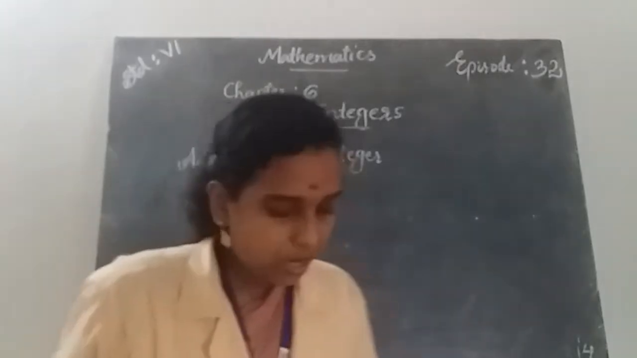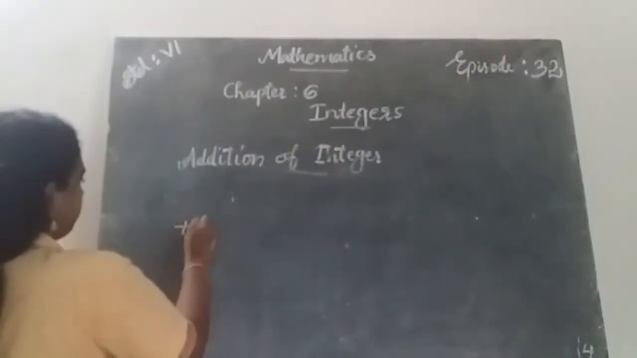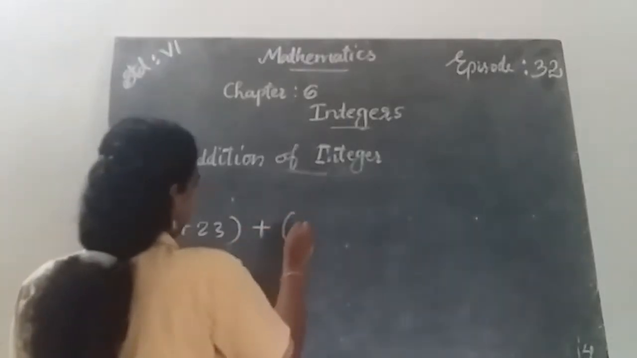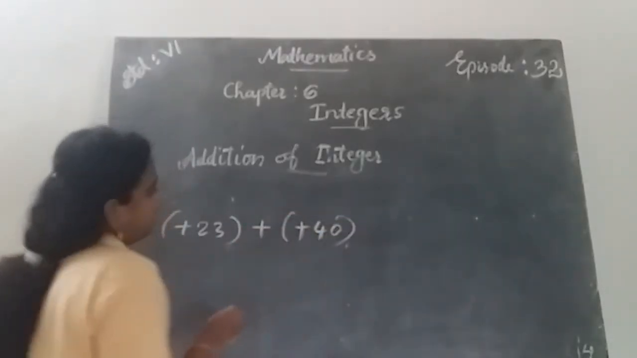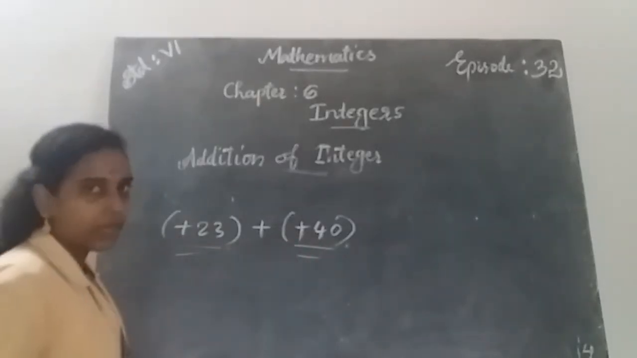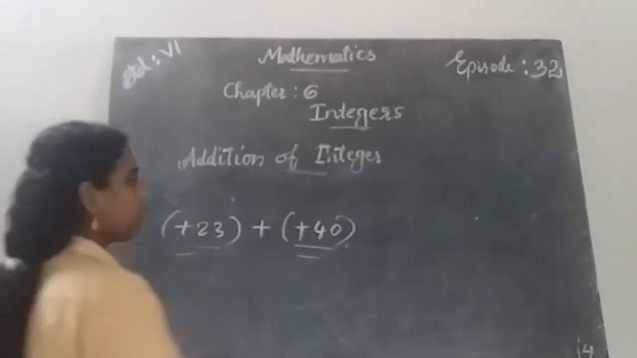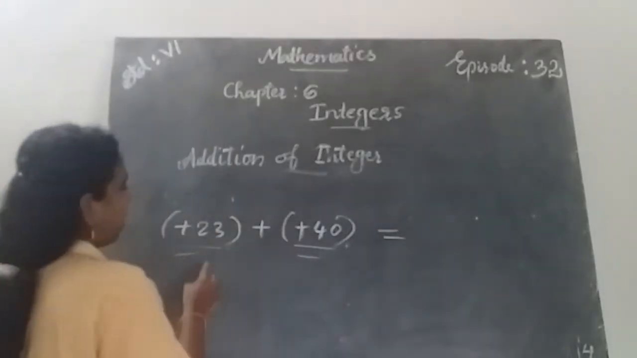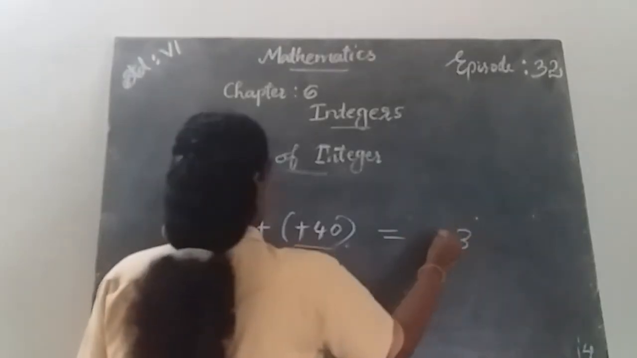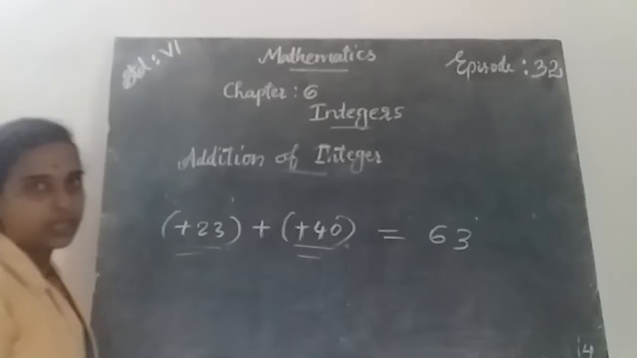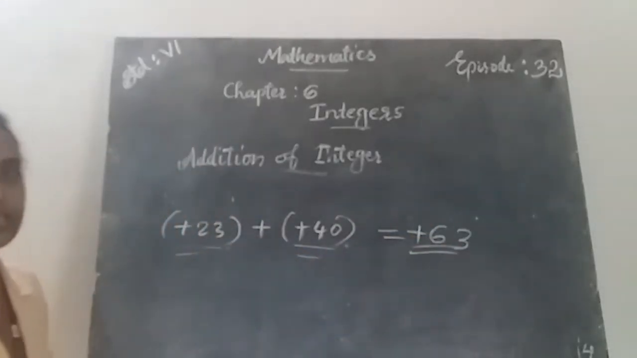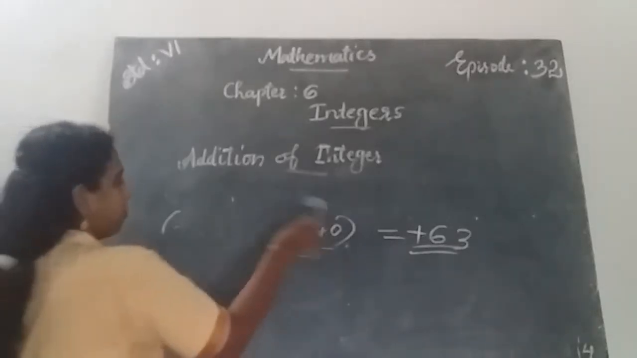For another example, positive 23 plus positive 40. Here the two integers are positive, so our answer is always a positive integer. First we add the two integers, that is 23 plus 40. We get 63, and it's a positive integer. So positive 63. Understood?